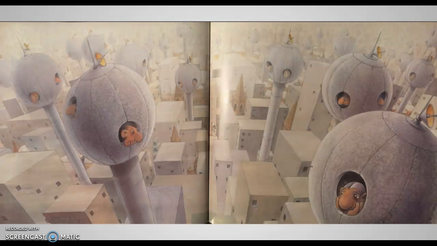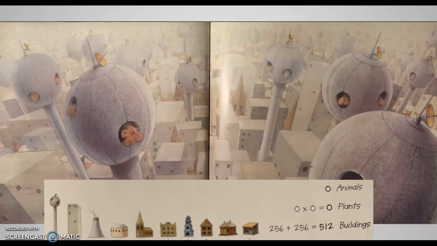Finally, one gray morning, the people of the city woke up, looked out over the endless buildings, and were sad. "Why do we live in a place like this?" they asked themselves. There are no trees. So they left. 0 animals, 0 plants, and 512 buildings.